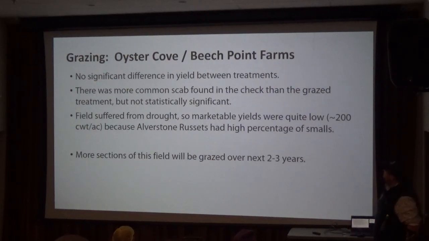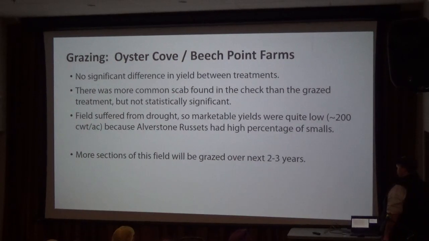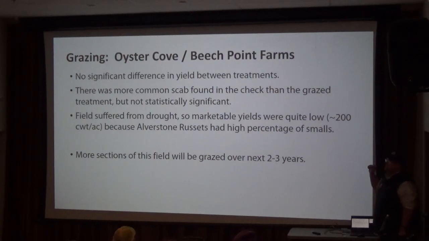Again, we didn't see any significant difference in yield. There was more scab in the check than in the grazed. That could just be random, I'm not sure. It was noticeable, but it wasn't quite statistically significant. Again, we had lower yields than expected because it was very, very drought stricken.